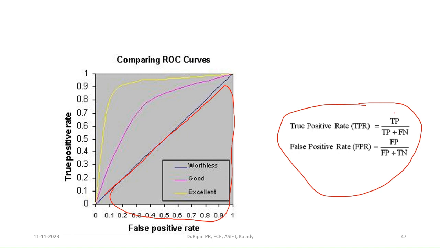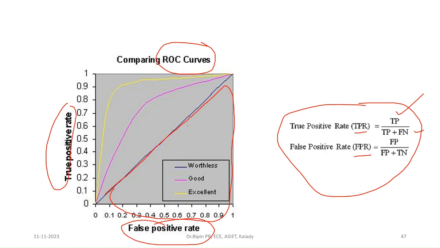Now you can easily recognize TPR is TP by TP plus FN. There are some definite formulas for this. You calculate TPR, FPR. Now, FPR is on the x-axis, TPR on the y-axis. Plot the graph. That will give you the ROC. Now find out the area under the curve, that is AUC.